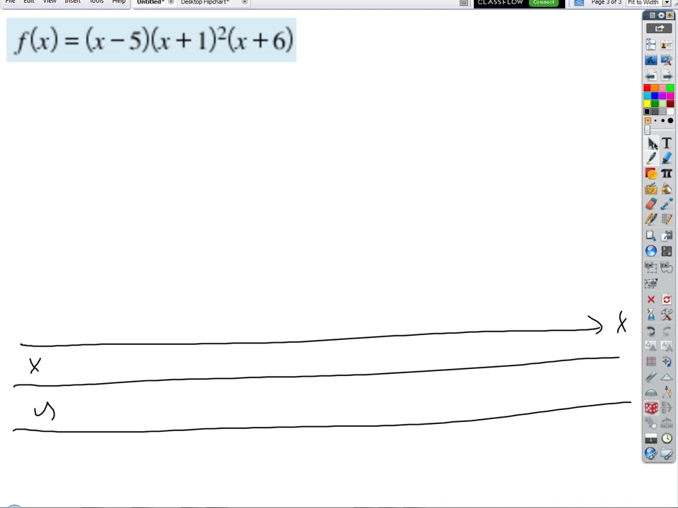Okay, so I need to know something here. If I set this equal to 0, first thing we got to do here is, what are going to be the x-intercepts? What are the zeros of this function? What values of x would make each factor 0? That one is 0 when x equals this one. Negative 1. Negative 6. So my answers are negative 6, negative 1, positive 5, right?